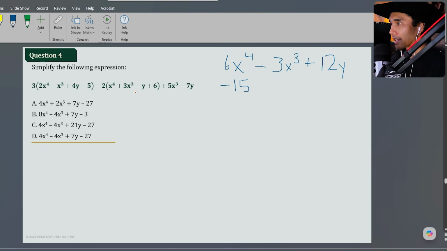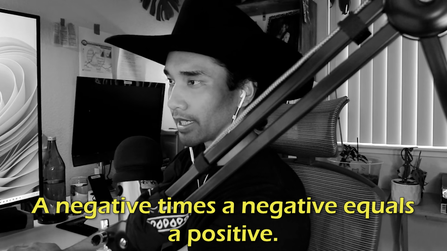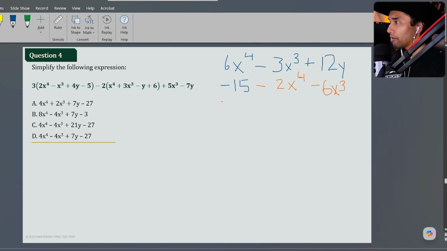Negative 2 times x to the 4th equals negative 2x to the 4th. Okay, and then I have negative 2 times 3x to the 3rd, and that is negative 6x cubed. And then I have negative 2 times negative y. And remember, a negative times a negative equals a positive, so I have positive 2y.